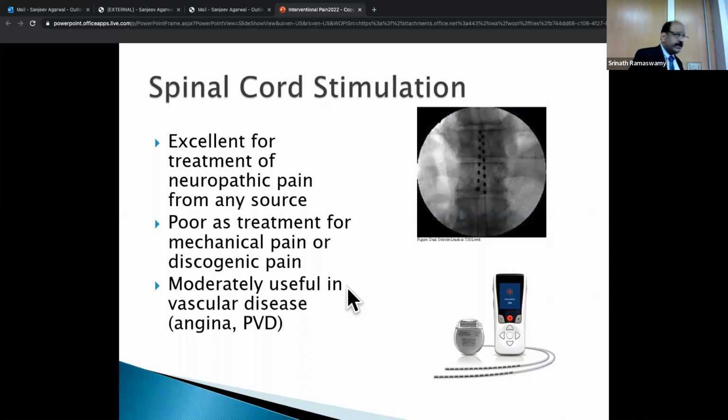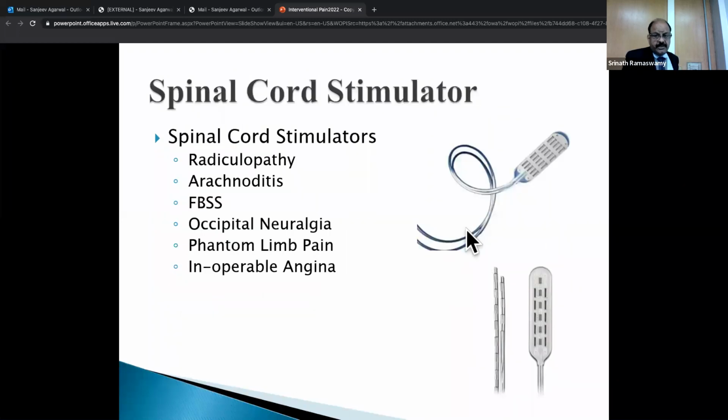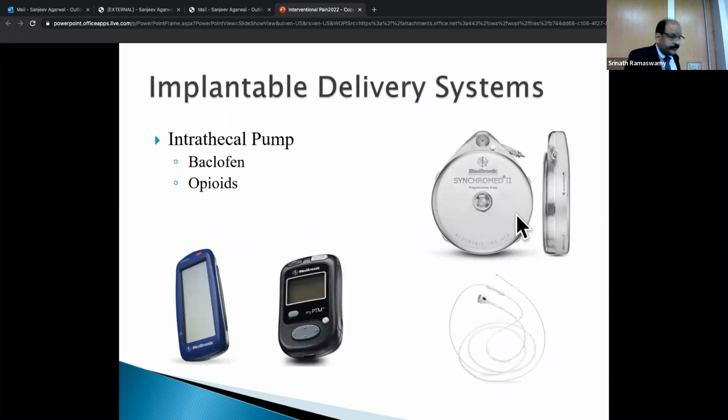It is done in 2 phases. One is the trial phase, and the second one is the permanent placement. After the trial for 5 days, if the patient has excellent pain relief, you can do the permanent placement. Permanent placement can be through a percutaneous or a surgical lead. So this is the surgical lead, and the percutaneous lead. Most of the time, the top of the lead is at approximately T8, T7 level, depending on the pain pattern.